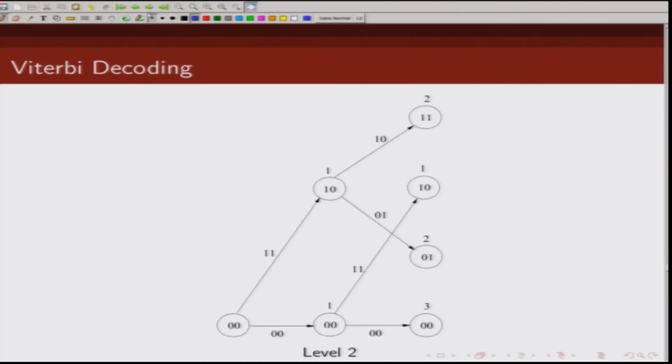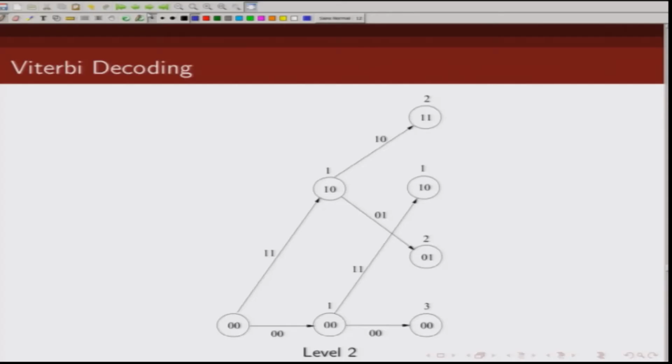So, what is the first step? We will first try to compute the partial path metric up to time t equal to 2. Why up to time t equal to 2? Because the memory order of this convolutional code was 2. So, from all 0 state up to time instance 2, there is a single path from all 0 state to any particular state. For example, if you want to reach state 0 1, we will first go from 0 0 state to 1 0 state, and from 1 0 we will go to 0 1 state.